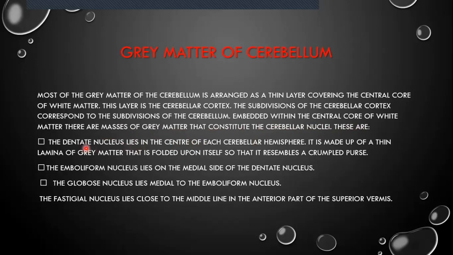We have 4 nuclei: the dentate nucleus, the emboliform nucleus, the globose nucleus, and the fastigial nucleus. Now, these 3, dentate, emboliform, and globose nucleus, send their efferent fibers via the superior cerebellar peduncle, but the fastigial nucleus is the only one which sends its efferents via the inferior cerebellar peduncle. But you can find other texts which refer to the globose nucleus and emboliform nucleus together as nucleus interpositus. Maybe that is something you should know.